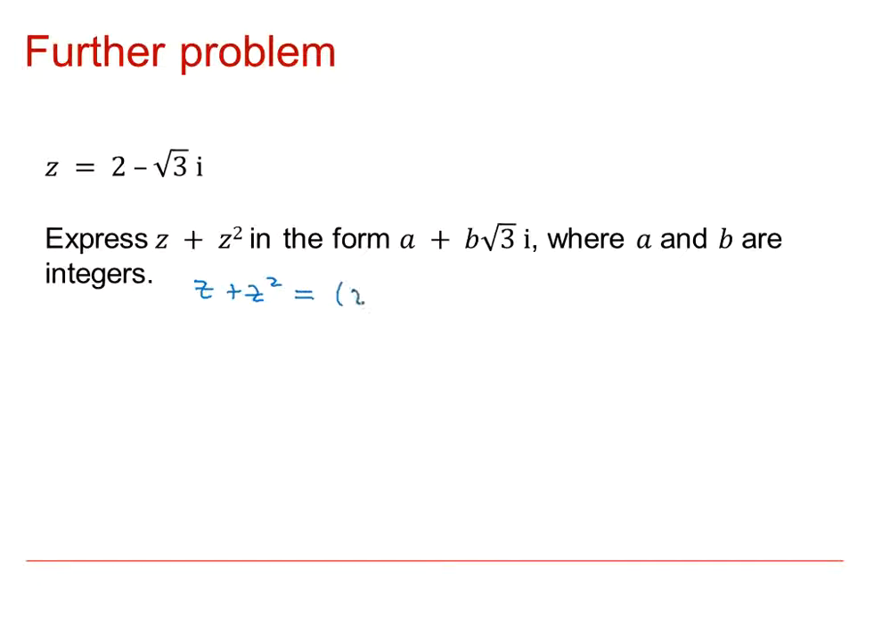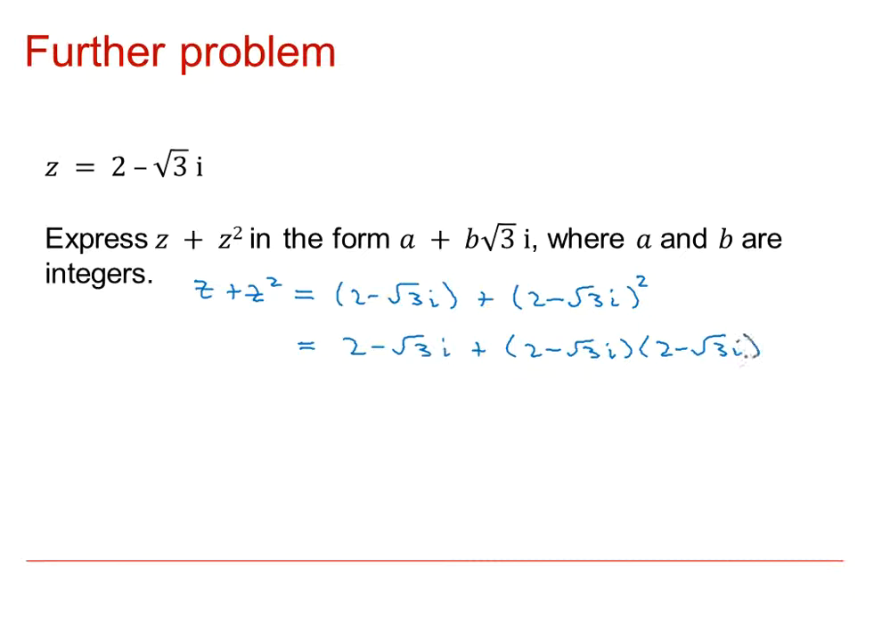Well, I know that z is 2 minus root 3i, and we're going to add on z squared, which is 2 minus root 3i all squared. So we've got 2 minus root 3i, which I'm going to leave for now, plus, and now we need to expand this bracket. So this is going to be 2 minus root 3i times another 2 minus root 3i. So just put in plenty of working in here as we get used to this new idea.